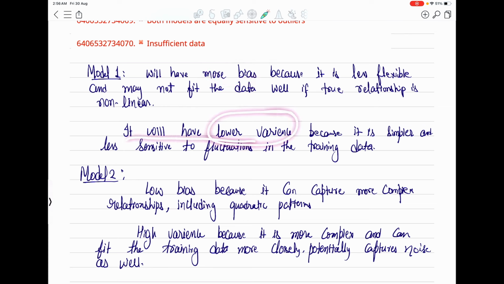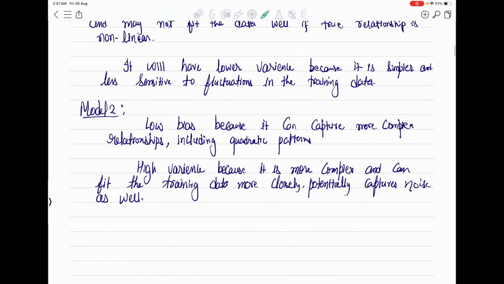Also, it will have lower variance, because it is simpler and less sensitive to fluctuations in the data points. Basically, in training data, it is simple, it's just a line, so it is less sensitive to any fluctuation in the data or outliers in the data.